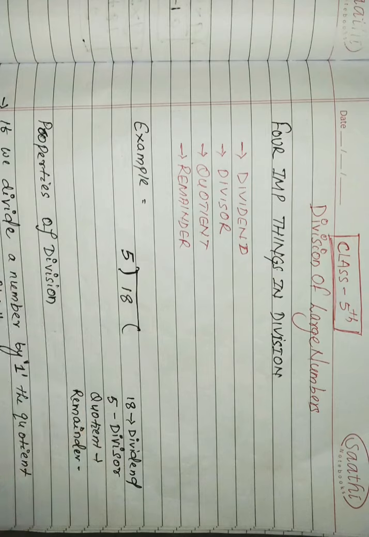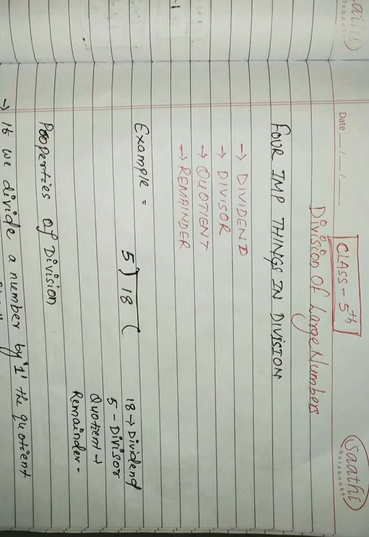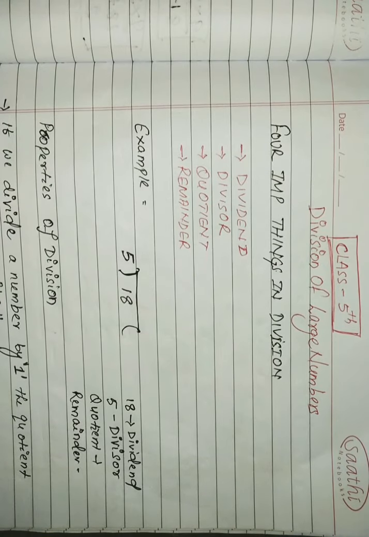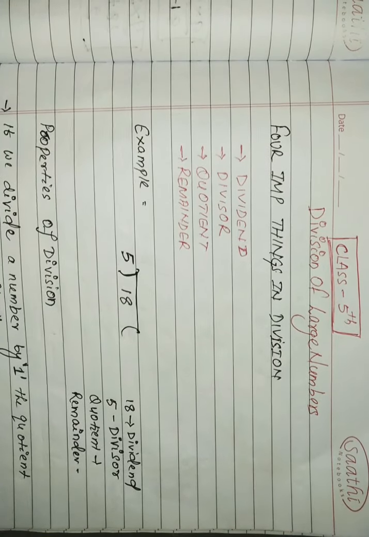Today we will discuss the next topic, that is division of large numbers. In this division of large numbers, I have divided some important points, that is 4 important things in division: dividend, divisor, quotient and remainder. Let's discuss these 4 important things with an example.